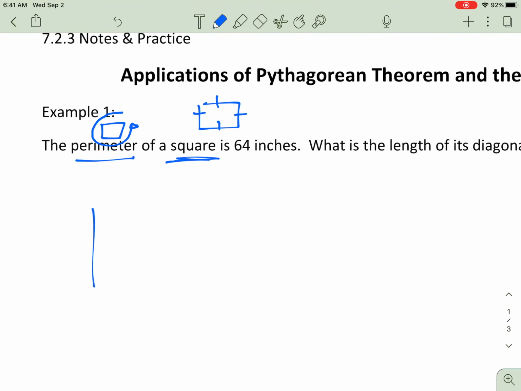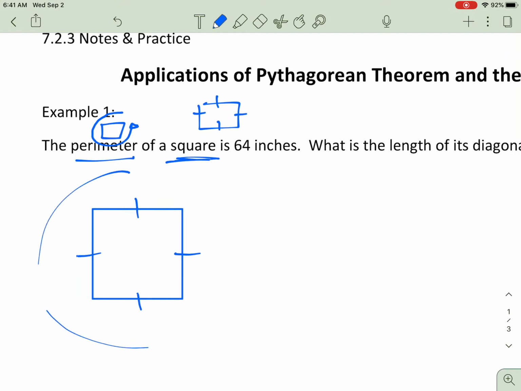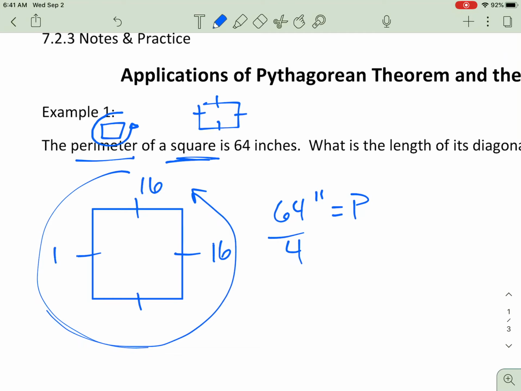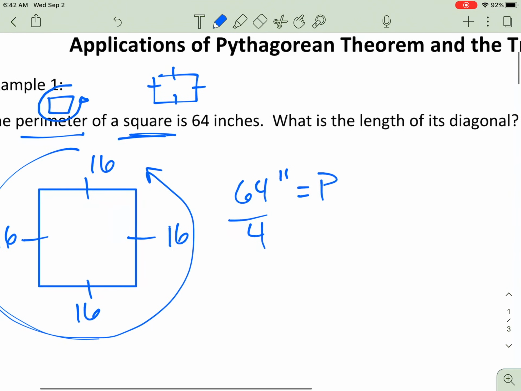Since we have a square, let's go ahead and draw it. All these lengths are the same size. Since it's a square and we know that the perimeter is the distance around the outside, then this entire distance around the outside is 64 inches. That's the perimeter. If we know it's a square, then we can divide this up evenly among the 4 sides because all 4 have to be equal, which in this case would be 16. So 16, 16, 16, 16. Then it says, what's the length of its diagonal?